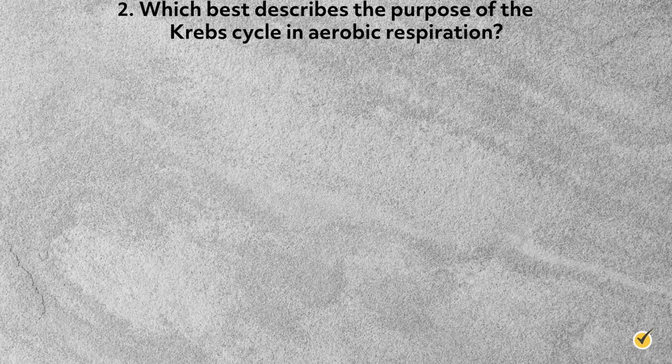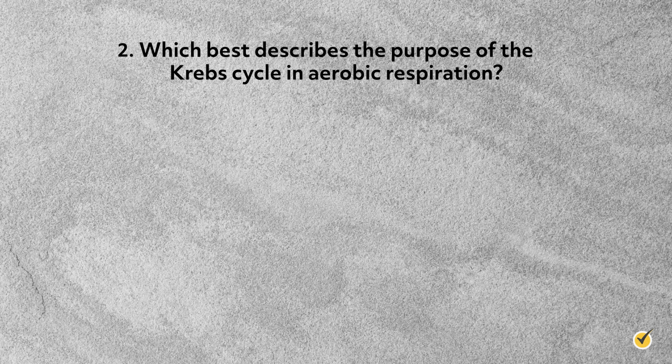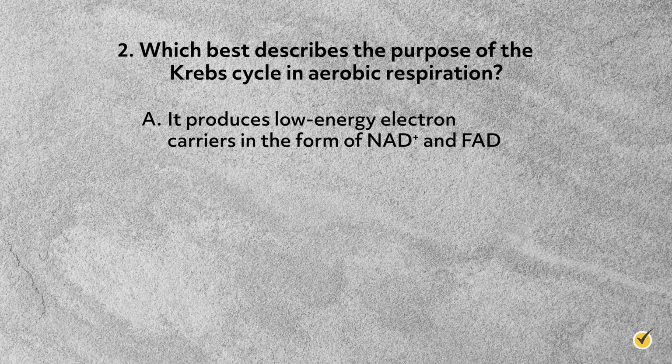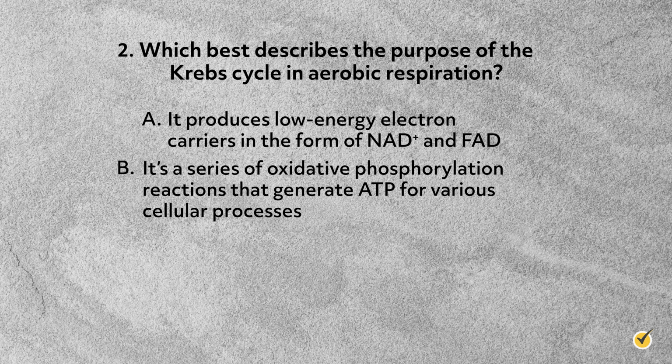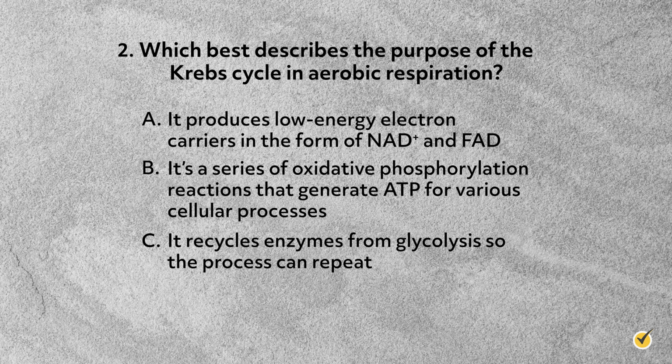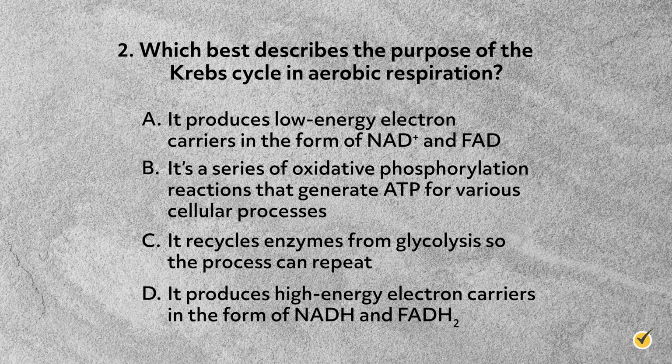Number 2, which best describes the purpose of the Krebs cycle in aerobic respiration? A, it produces low-energy electron carriers in the form of NAD+ and FAD. B, it's a series of oxidative phosphorylation reactions that generate ATP for various cellular processes. C, it recycles enzymes from glycolysis so the process can repeat. Or D, it produces high-energy electron carriers in the form of NADH and FADH2. The correct answer is D.